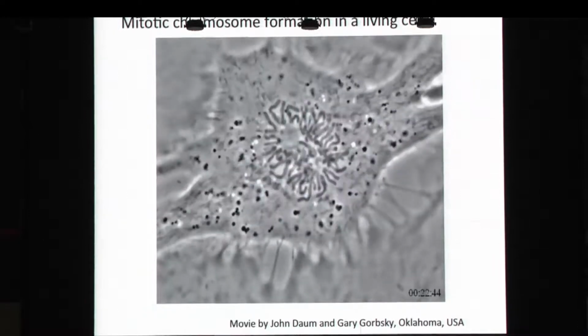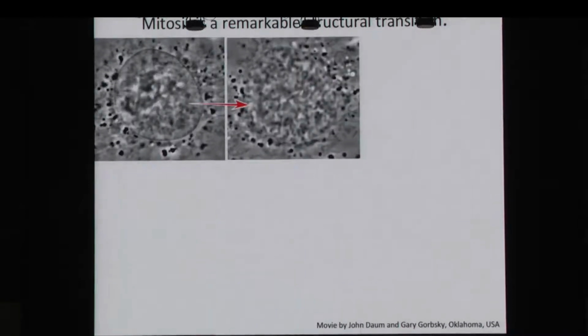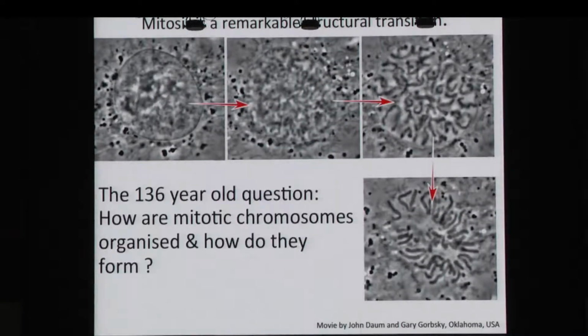Absolutely fascinating problem. Mitosis is a remarkable structural transition. Mitotic chromosomes were actually first observed in the 1840s, but they were first described well by Fleming, and so this question is 136 years old. How do those chromosomes form? And to understand how they form, we need to understand what their structure is.